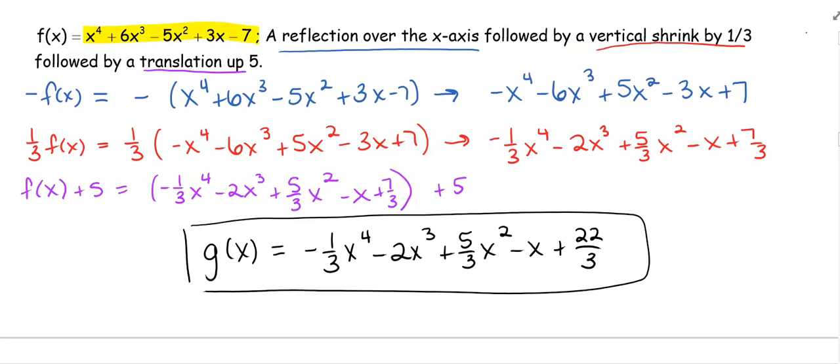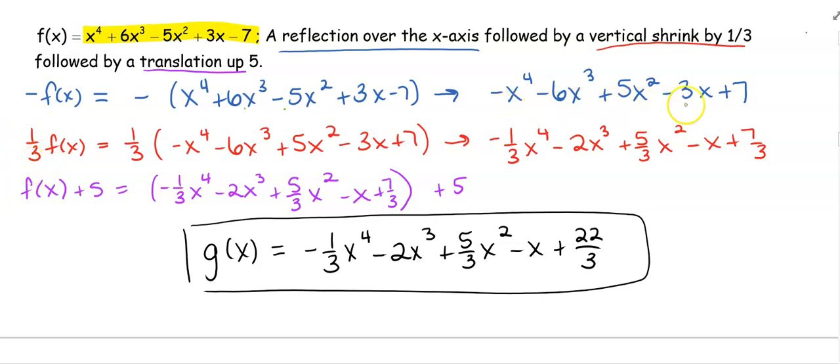So our first transformation was a reflection over the x-axis, and we started off with this big equation, not at the parent function. So I'm going to distribute my negative to everything so that positive becomes a negative, positive becomes a negative, negative becomes a positive, positive becomes a negative, negative becomes a positive. So I distribute that negative. Then I have a vertical shrink by 1/3. So I'm multiplying everything by 1/3.